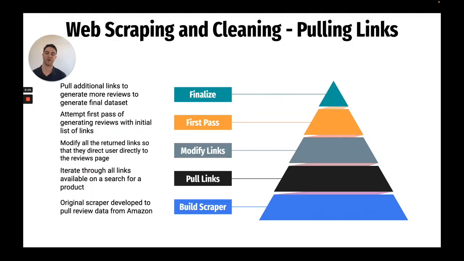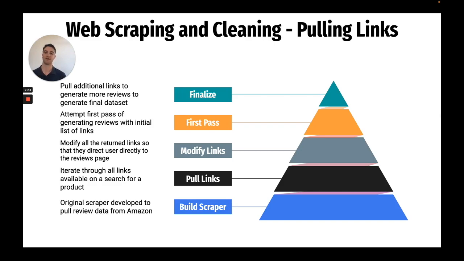For the first part of web scraping, which was actually pulling all the different links for each of the different products, we built a scraper utilizing Beautiful Soup. For the first pass, using this web scraper, we just pulled a set of links. Once we had these links, we had to modify each of them so that when they were accessed, they would direct our scraper directly to the review page for that given product.